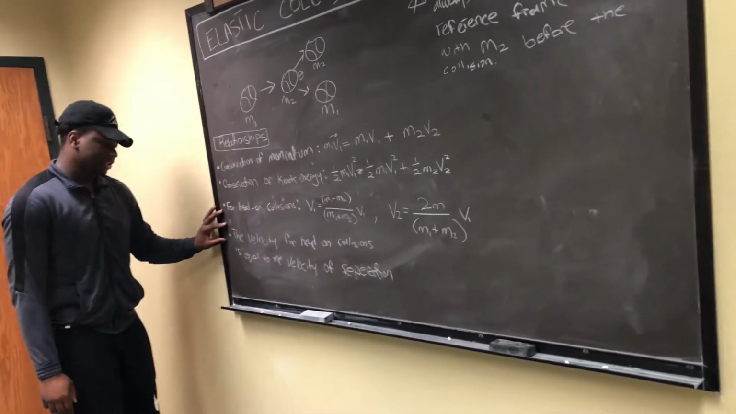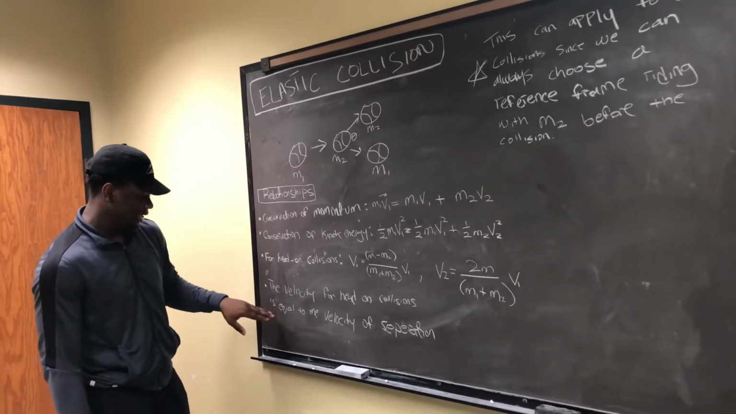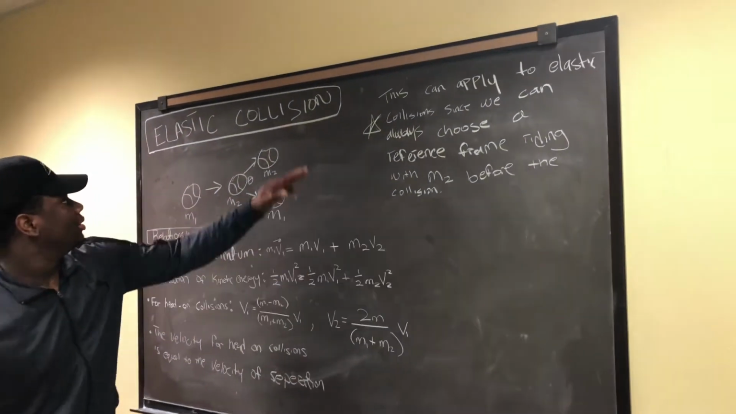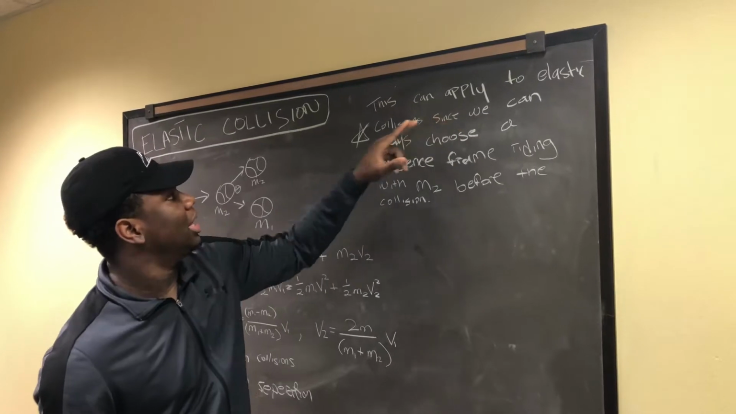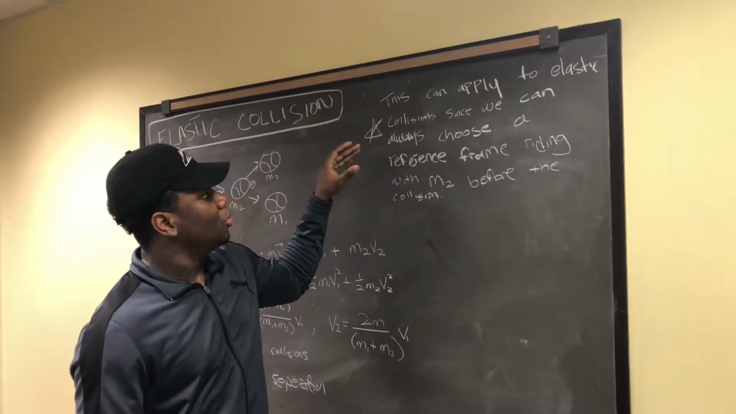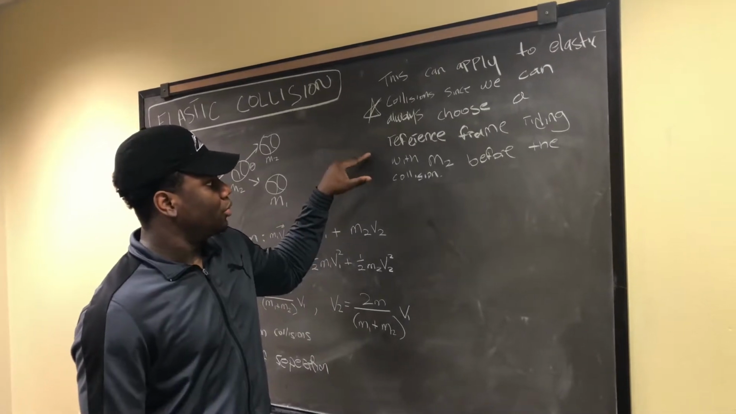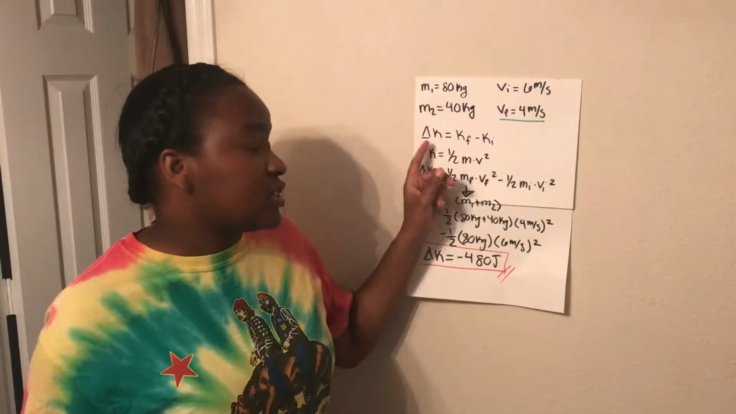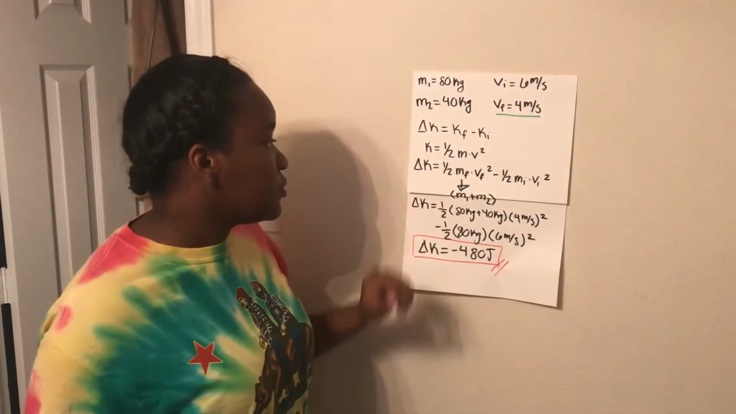And the fourth relationship is the velocity of approach for head-on collisions is equal to the velocity of separation. And this equation right here can apply to elastic collisions since we can always choose a reference frame riding with M2 before the collision. Delta K, which is K final minus K initial.